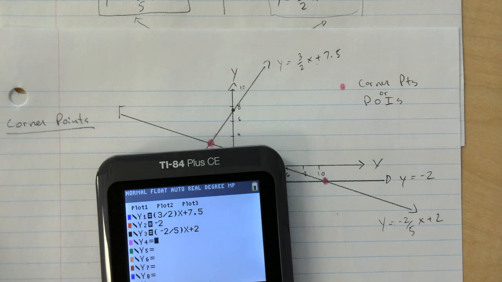Yes, Mark, you raised your hand. Does it really matter what order you put the equations in? No, it wouldn't. It's just so if you want to follow exactly what I'm doing, then yes.